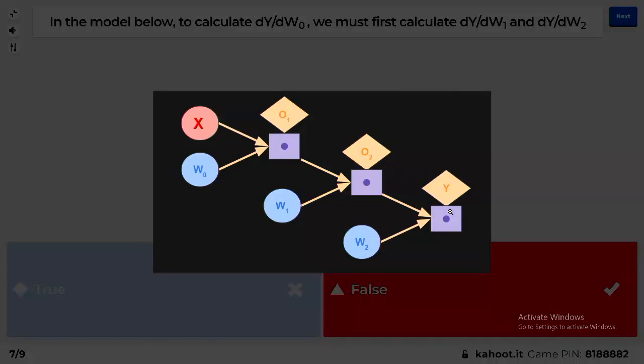Yeah. Solve the derivative in the path of the variable you're trying to solve for? Find the derivative along the path to that variable. That is true. So if we're going from y to W0, we'll calculate the derivative from y to O2, then from O2 to O1, and then O1 to W0. Along that chain, we never come across any of the other parameters.